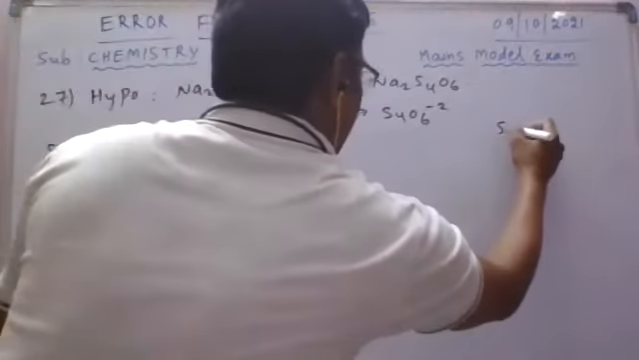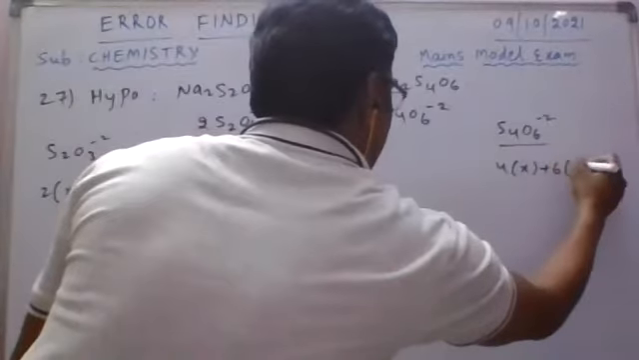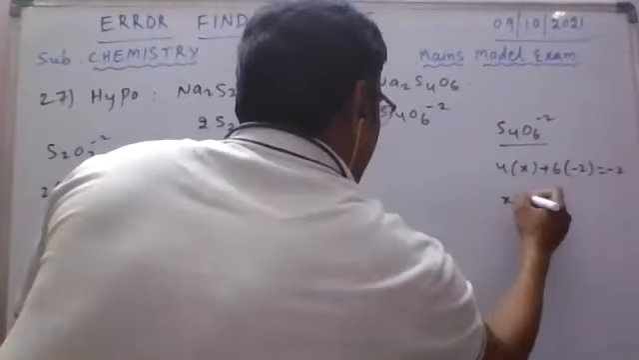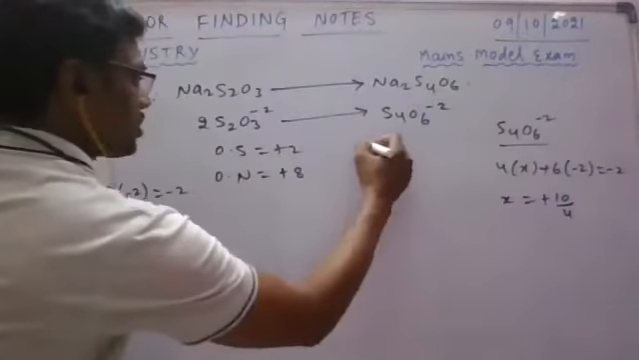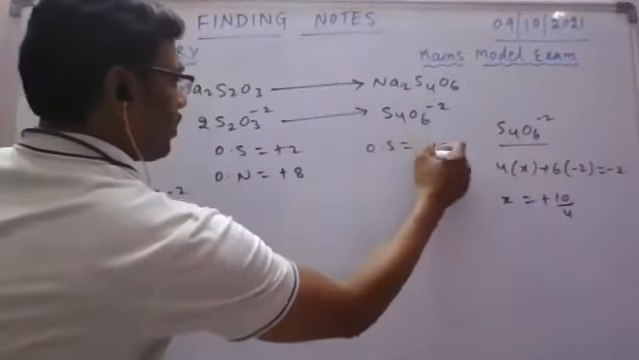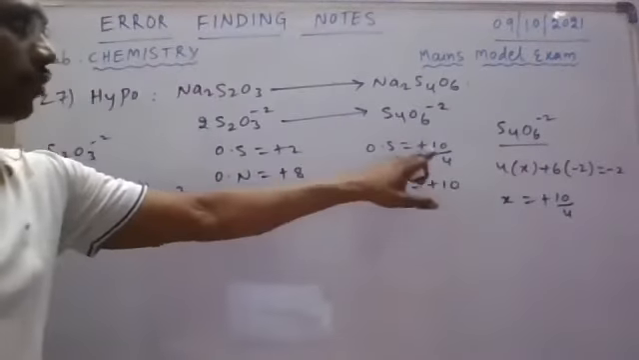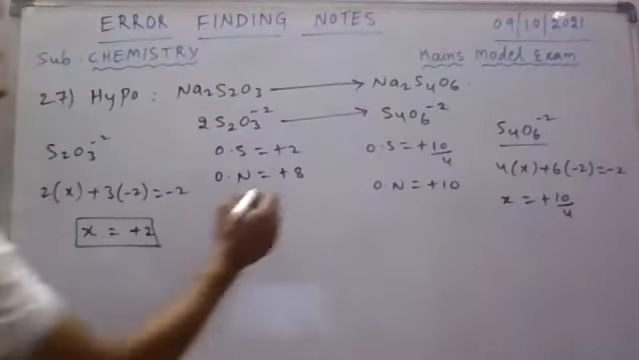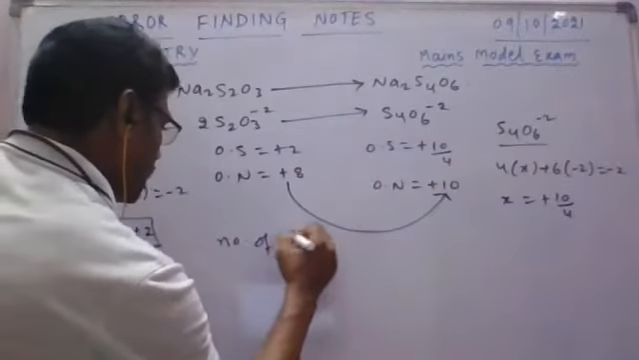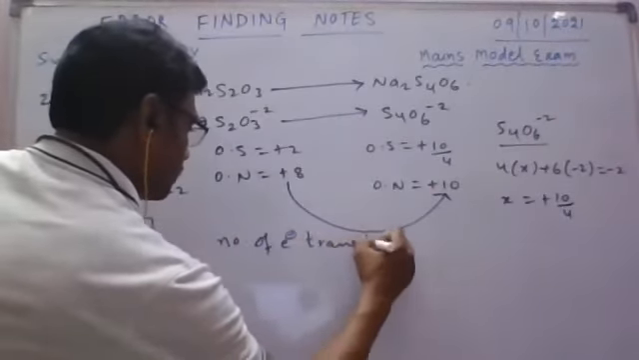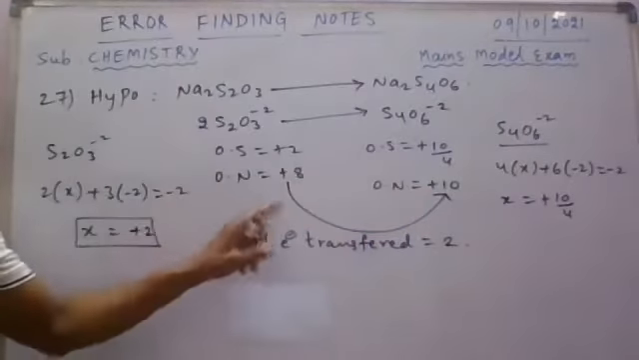Similarly, here S4O6 minus 2, tetrathionate: 4 into X plus 6 into minus 2 is equal to minus 2, X is equal to plus 10 by 4. Here oxidation state is plus 10 by 4. Oxidation number is plus 10 for 4 atoms, 4 into plus 10 by 4, you get plus 10. So plus 8 to plus 10 means the number of electrons transferred is 2.